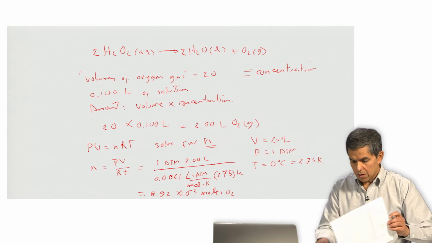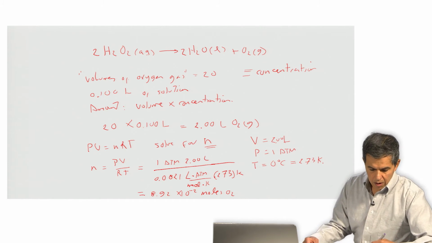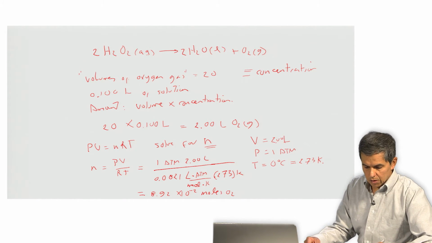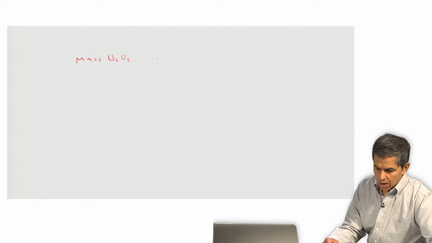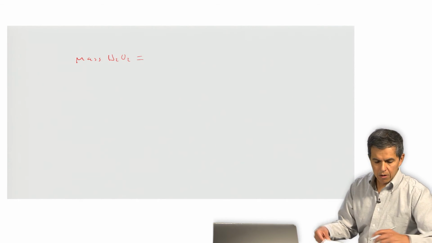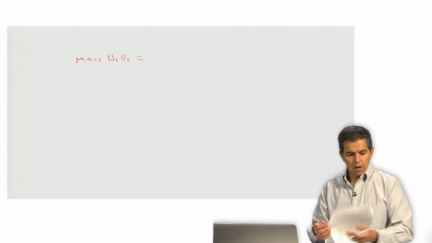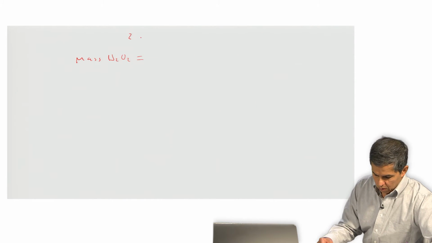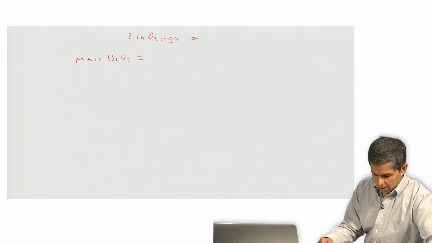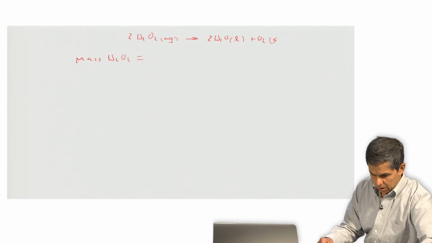Now, the next step is to change that number of moles of oxygen to mass of hydrogen peroxide. And for that, we're going to take into account the stoichiometry of the reaction that we just saw in the previous slide, which for simplicity, we'll say that we have 2 H2O2 aqueous into 2 H2O liquid plus O2 gas.